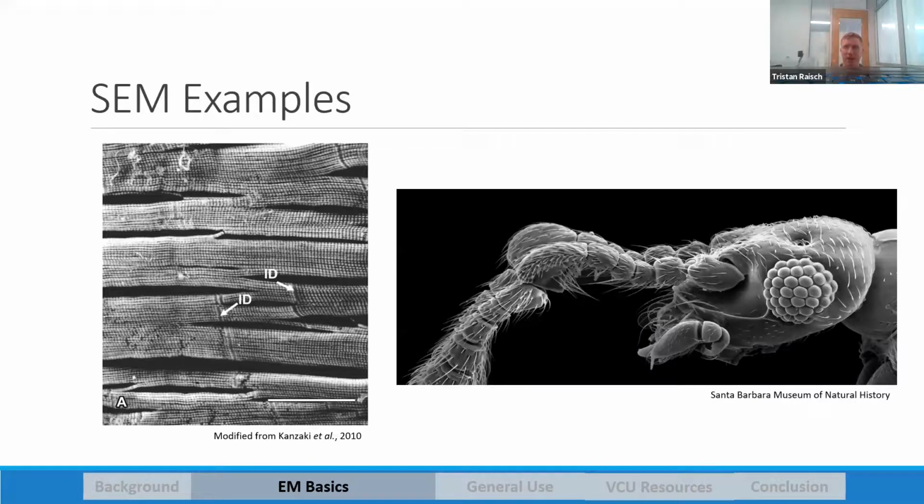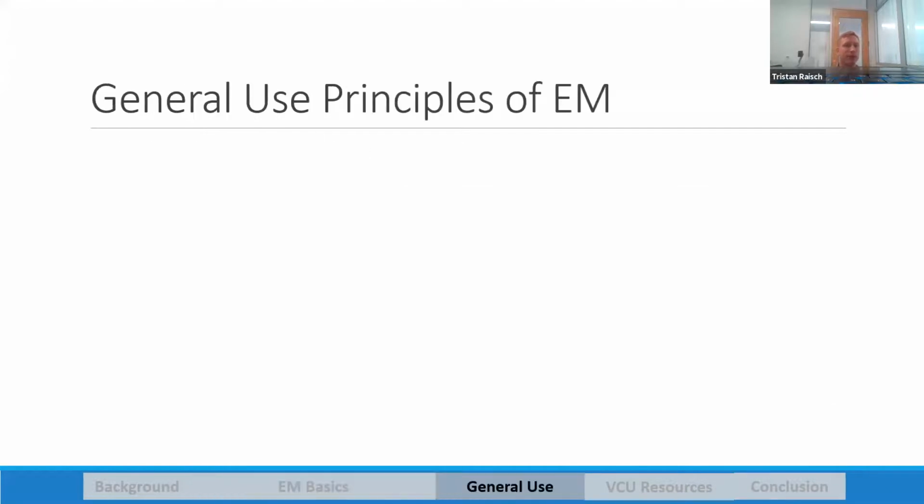So just to recap, TEM allows you to get extremely high magnification images of the cross-section of a sample, while SEM allows for a 3D rendering of the surface of the sample. It really depends on what you need for your own application. With that said, let's transition now into some general use principles of electron microscopy.